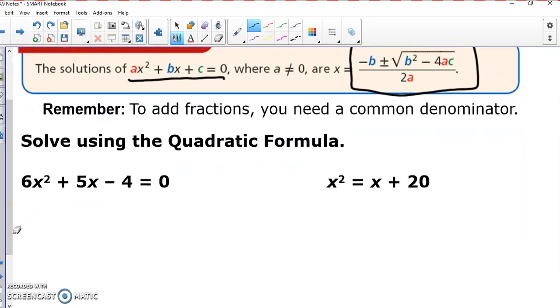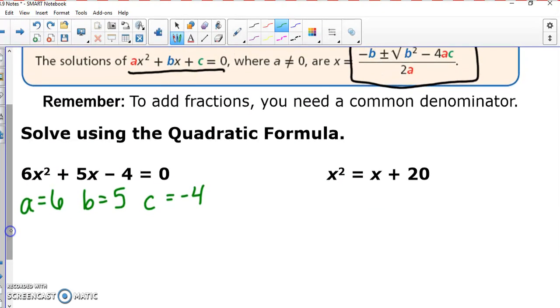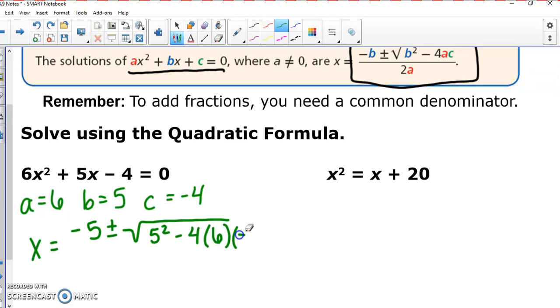Okay, so on these first examples, we are going to use the quadratic formula. First of all, we need to make sure our equation is set equal to 0, which this one already is. And then we can go ahead and pull out our a, b, and c values. And then once we do that, we just plug it into the formula. So we're going to go x equals the opposite of b, so -5, plus and minus the square root of the whole quantity b squared, so 5 squared, minus 4 times a times c. And then all of that over 2 times a.